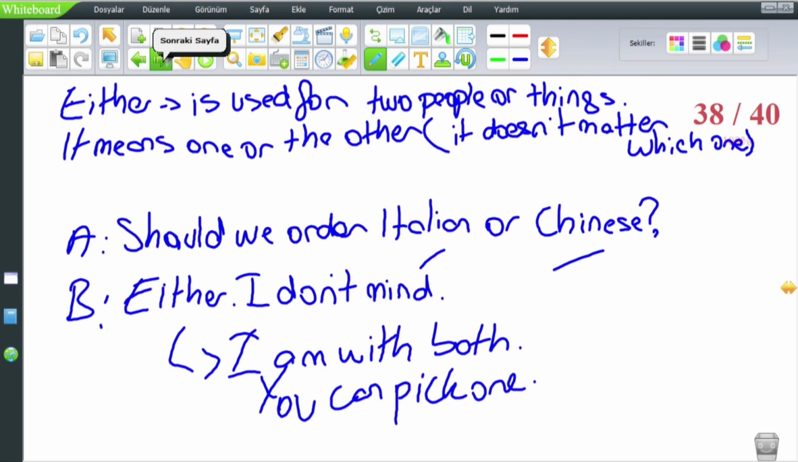Then we have studied either. Either is used for two people or things. It means one or the other. It doesn't matter which one. Should we order Italian or Chinese? Either, I don't mind. I am okay with both.